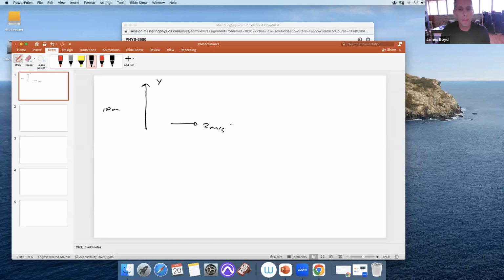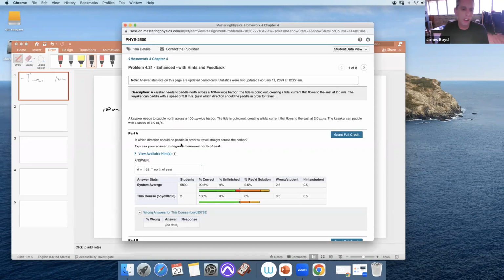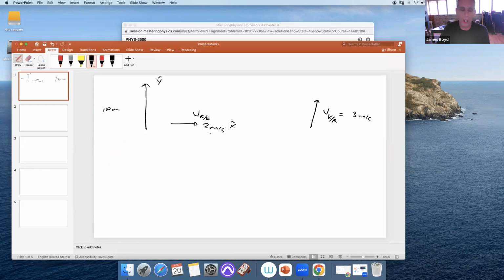And in the x direction, positive x-hat direction. And we know that our kayaker can paddle with a velocity relative to the water. So I'm going to put kayaker relative to the water at 3 meters per second in whatever direction she wants to go. This is actually the velocity of the river versus the ground, and she wants to go directly north. So in this problem, we're told to find what direction she needs to paddle to travel straight across.